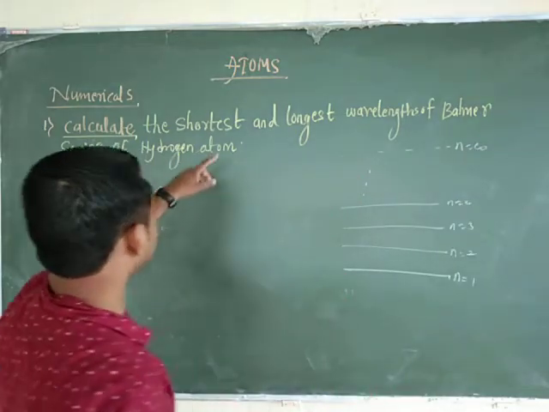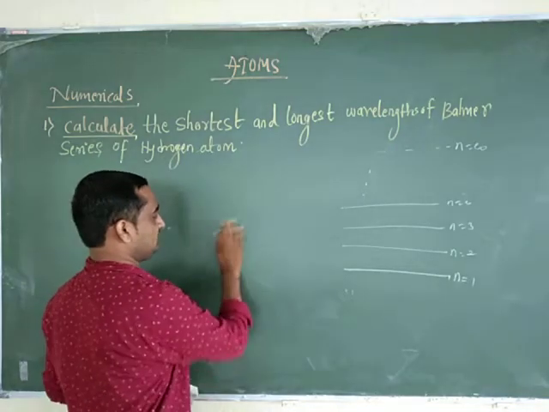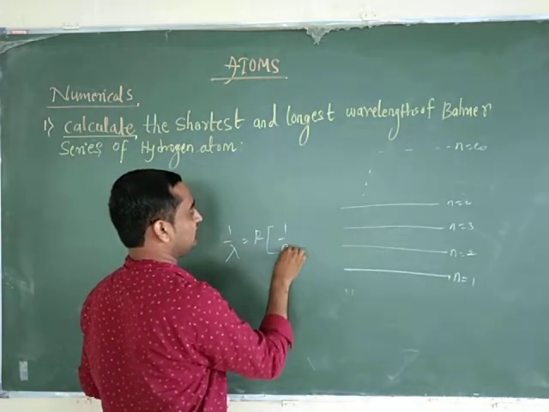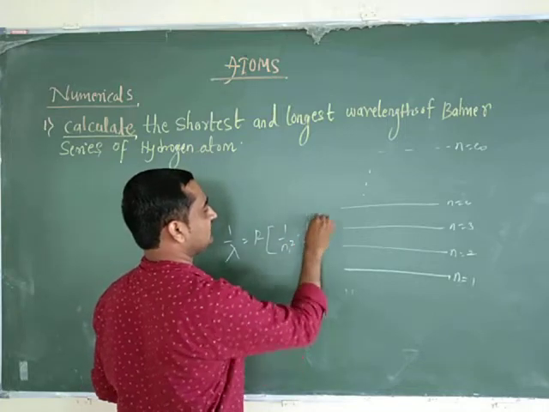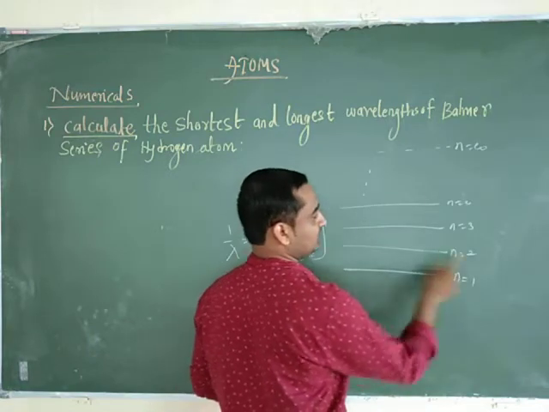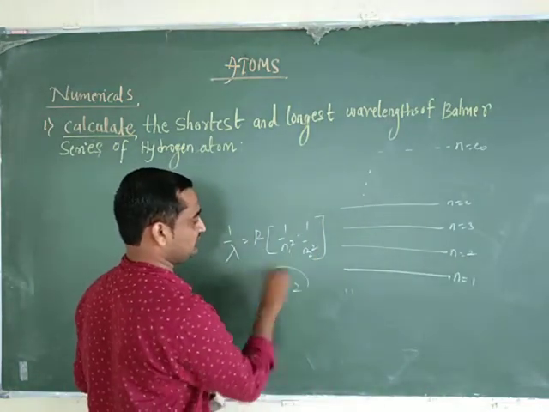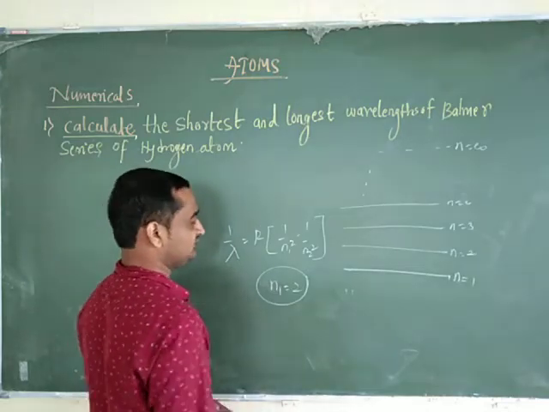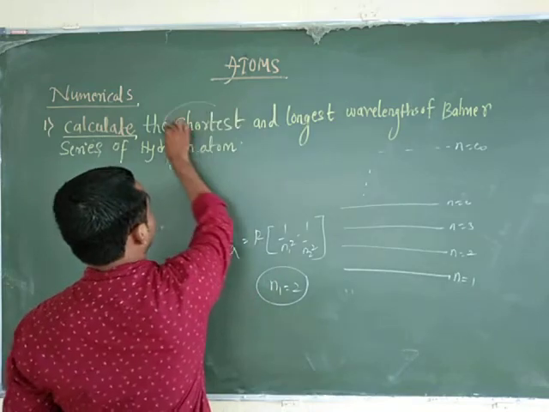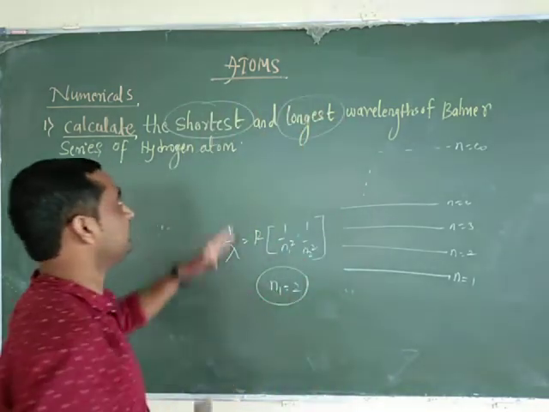So for the Balmer series, 1 by lambda is equal to R into 1 divided by n1 square minus 1 divided by n2 square. For the Balmer series, n1 is equal to 2. Now, what is meant by shortest wavelength and longest wavelength? Shortest wavelength means what?